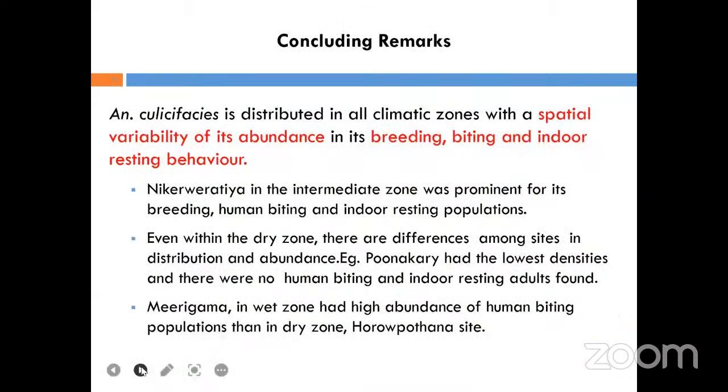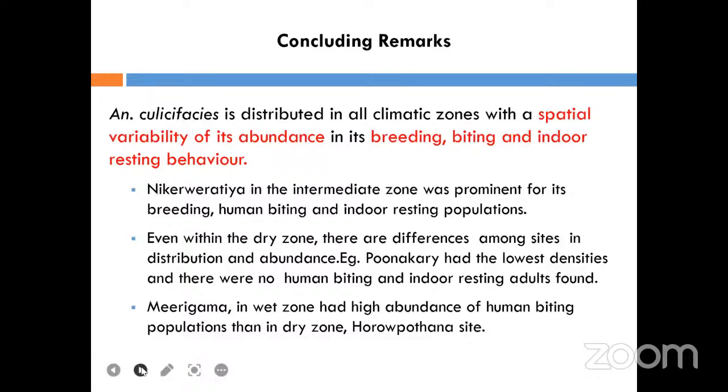Therefore, based on the findings of this study, it was understood that Anopheles culicifacies is distributed in all climatic zones with a spatial variability for its abundance, specifically in breeding, biting and indoor resting behavior. And compared to the 5 study sites, Nikawaretiya in the intermediate zone was prominent for culicifacies breeding, biting and indoor resting populations. And even within the dry zone, there were differences among study sites in distribution and abundance.